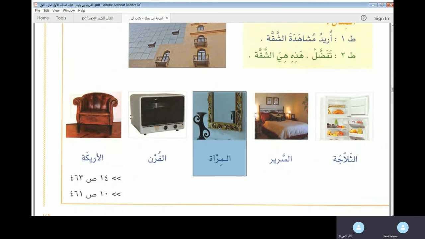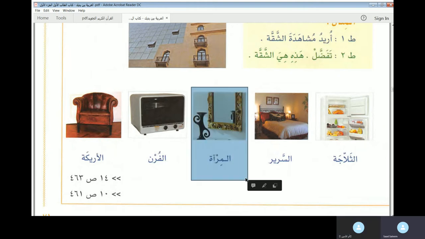أريد مشاهدة المرآة. I want to see the mirror. تفضل هذه هي المرآة. You can also translate تفضل as yes, please. Yes, please. Here it is, the mirror.